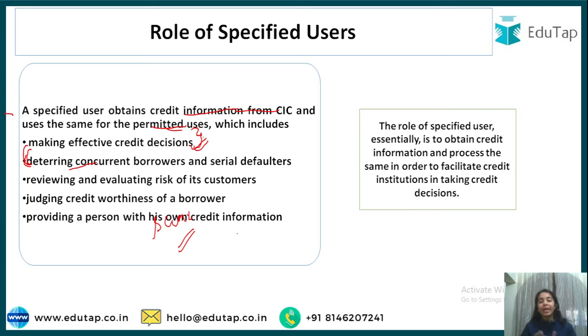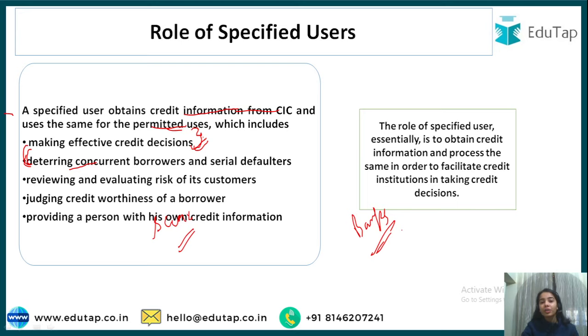Or it can be any other institution, like the fintech companies, which will be able to get this information from the CIC. So now they can also process the information for the banks, that this person is reliable and this person is not reliable. So now not only the banks or the credit institutions, but also the fintech companies that are partnered up with the banks can also process the information and benefit the credit institutions in taking credit decisions.